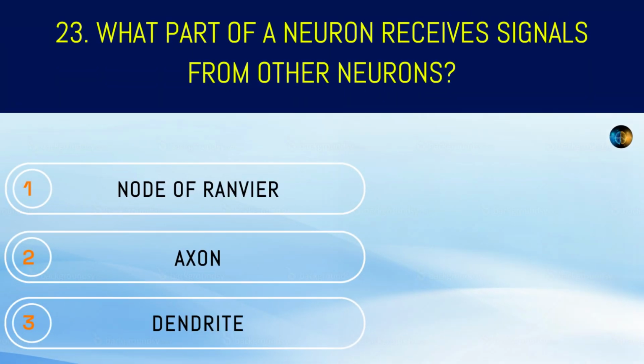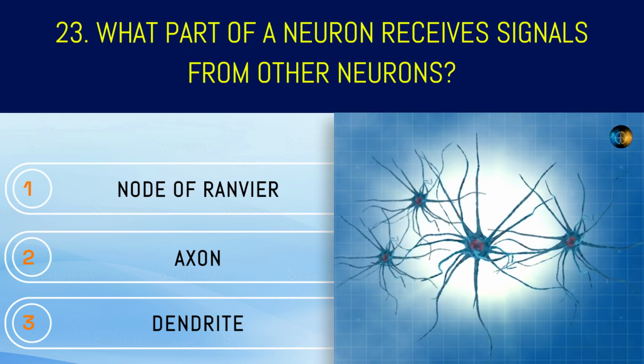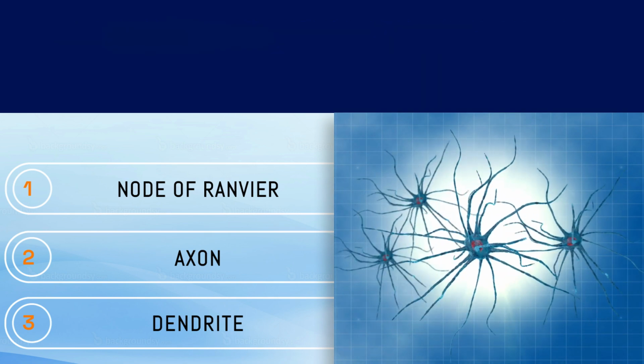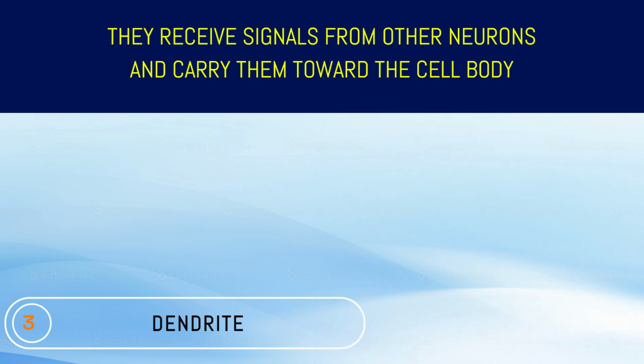What part of a neuron receives signals from other neurons? Node of Ranvier, axon, or dendrite? Dendrite. They receive signals from other neurons and carry them toward the cell body.